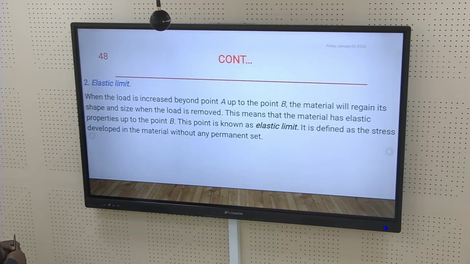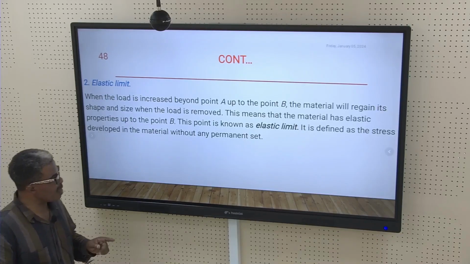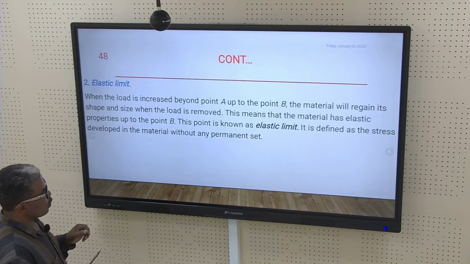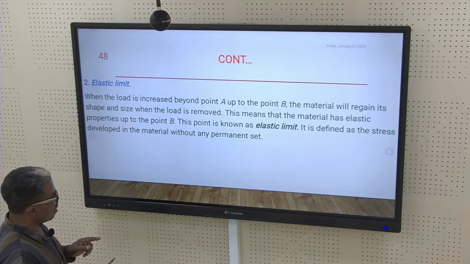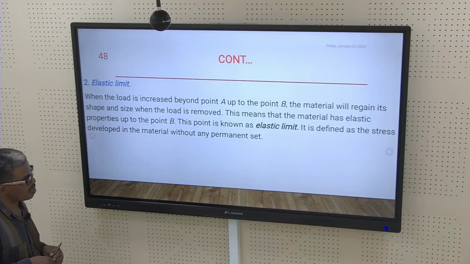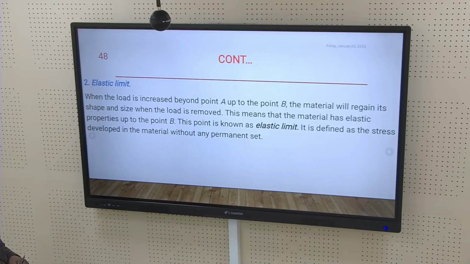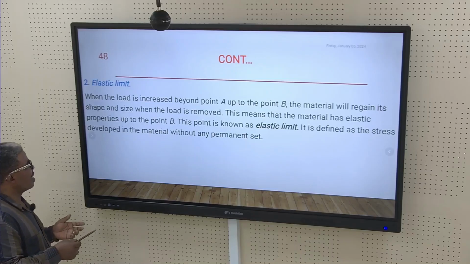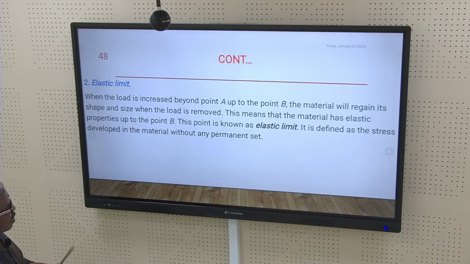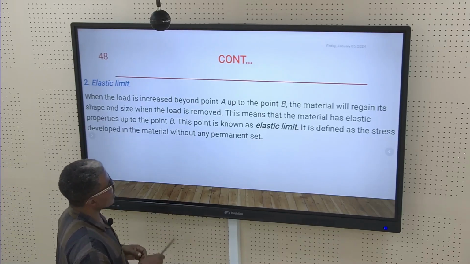So part 2, that is elastic limit. When the load is increased beyond point A up to the point B, the material will regain its shape and size. From point A to B, the body is extended, or there is an increase in size, but on removal of the force, this body will return to its original shape or size. This property is termed as elastic. This means that the material has elastic property up to the point B. This point is known as the elastic limit.